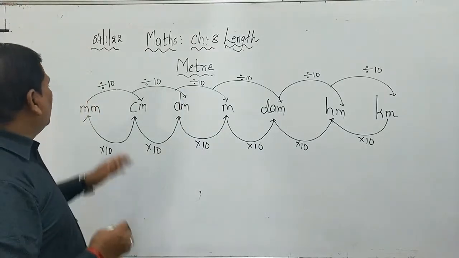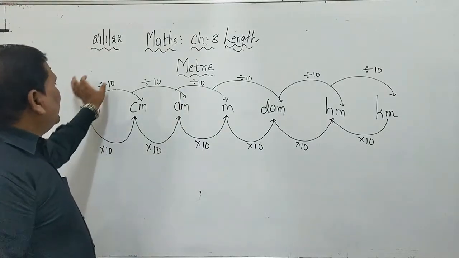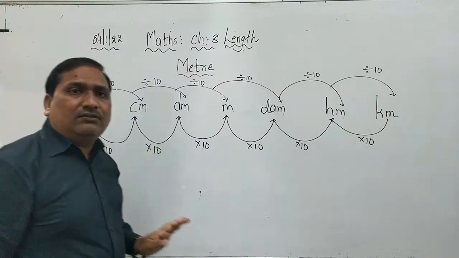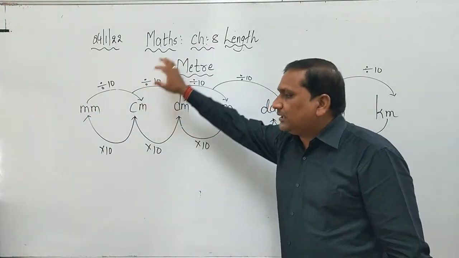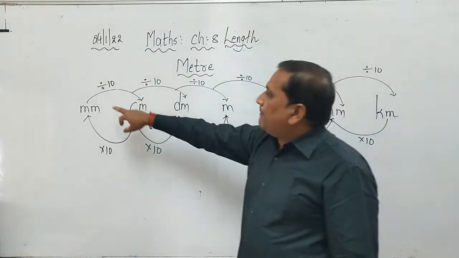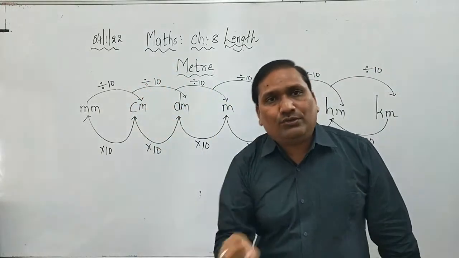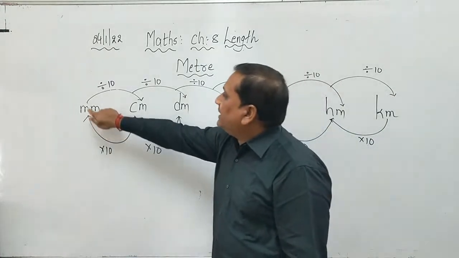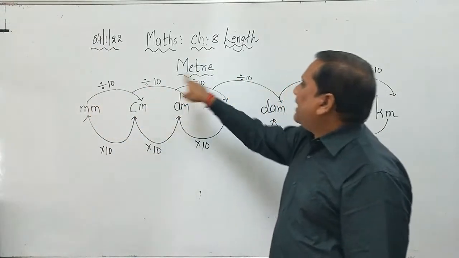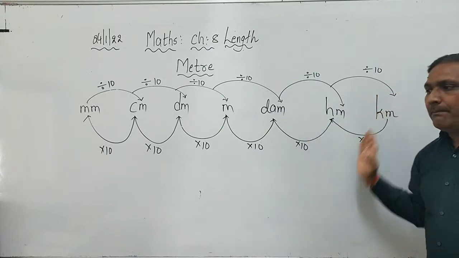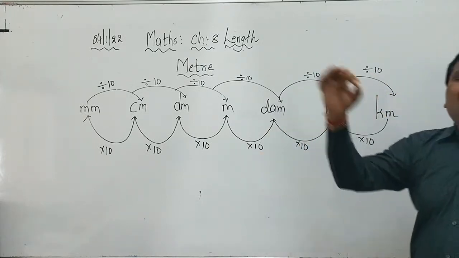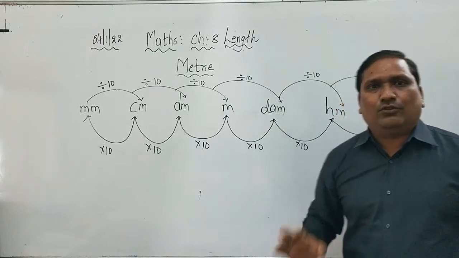कि अगर मुझे स्मॉलर यूनिट में से बिगर यूनिट में कन्वर्ट करना है तो मुझे डिवाइड करना है और डिवाइड बाय व्हाट? 10. When we are jumping only one unit, अगर मैं एक ही यूनिट जंप करता हूं तो मुझे डिवाइड बाय 10 ही करना है. और जब मैं पीछे आता हूं फ्रॉम बिगर टू स्मॉलर, दैट मींस आई हैव टू मल्टीप्लाई बाय 10 ओनली.